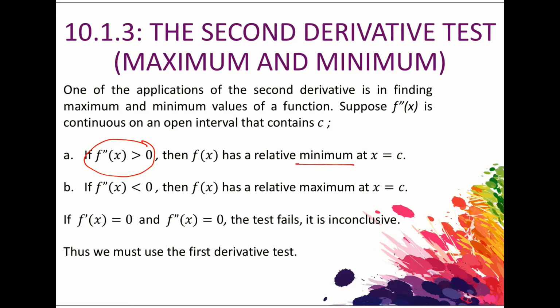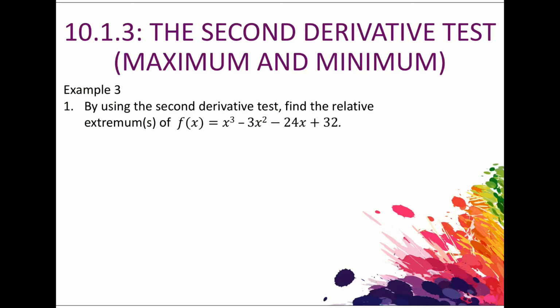In the second case, if the second derivative of f(x) is less than 0, which is negative, then f(x) has a relative maximum at x equals c. However, if both the first derivative of f(x) and the second derivative of f(x) are equal to 0, the test fails. We can say that it is inconclusive by using the second derivative test. Thus, we must use the first derivative test in order to find the relative maximum and the relative minimum of the function. So now let's have a look at example 3, question number 1 from the lecture notes.